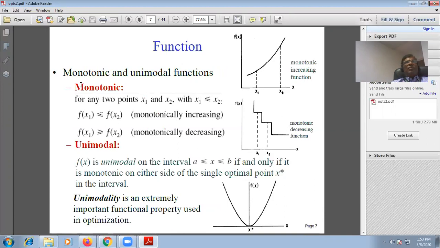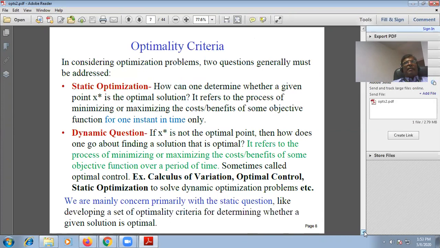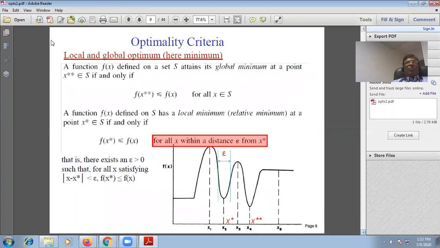So students, you have to note the monotonic and the unimodal, and the unimodality of the extreme value like this. And you have to understand the optimality criteria also, on which condition static optimization and dynamic questions are taken in the calculus of variation. So local and global optimal points you have to understand.